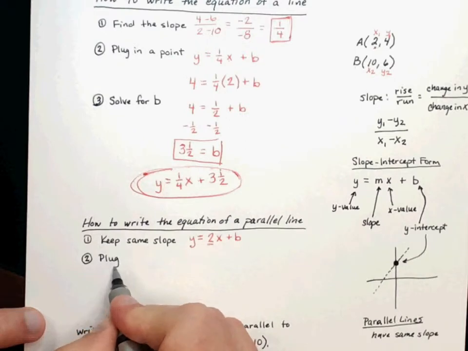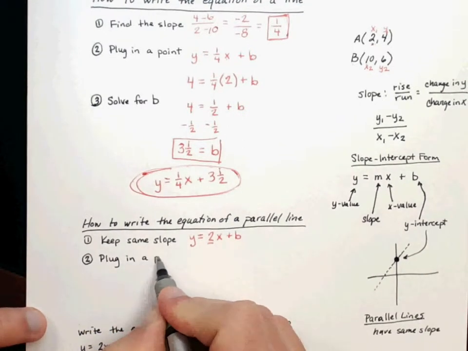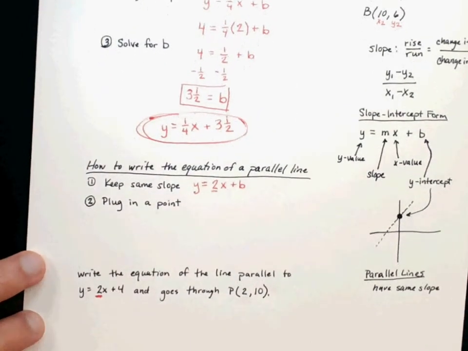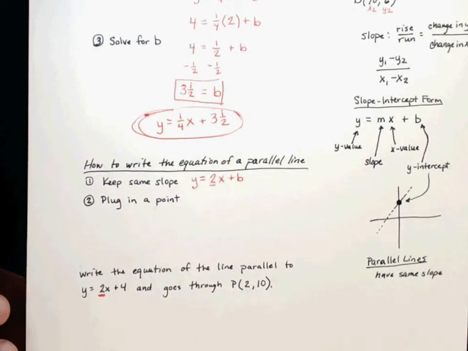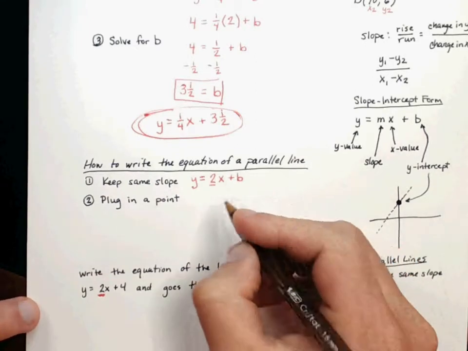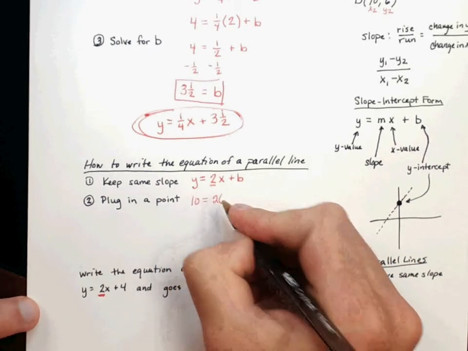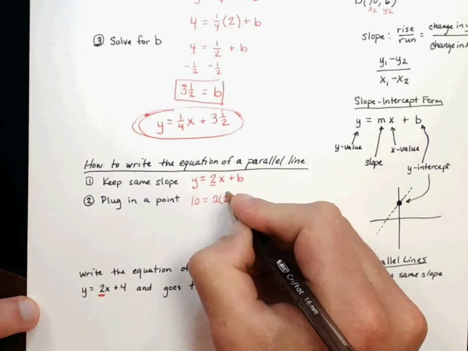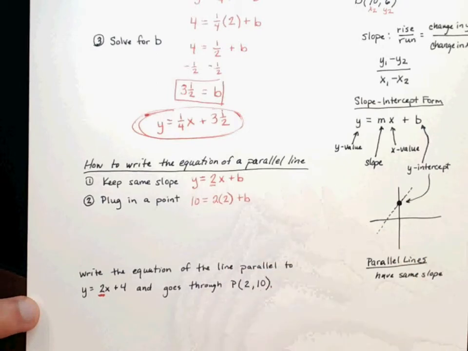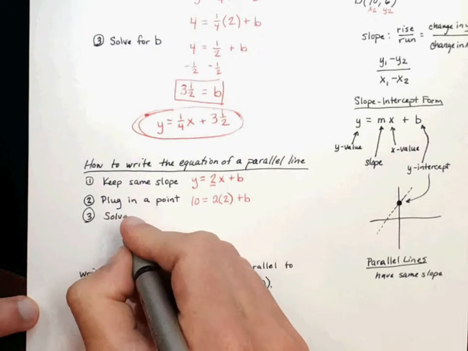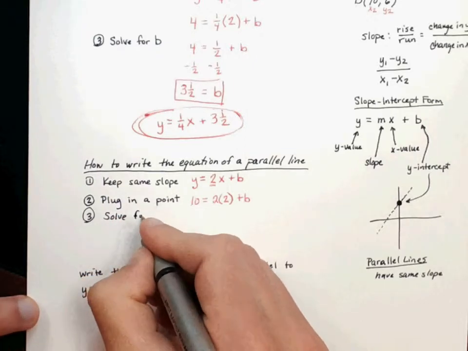All right? So we're going to plug in a point. In this case, we only have one point to plug in, and that's point P. Right? So in place of y, I'm going to put 10, because that's our y value. And in place of x, I'm going to put 2, because that's our x value. Alright, so then, last step is to solve for b.